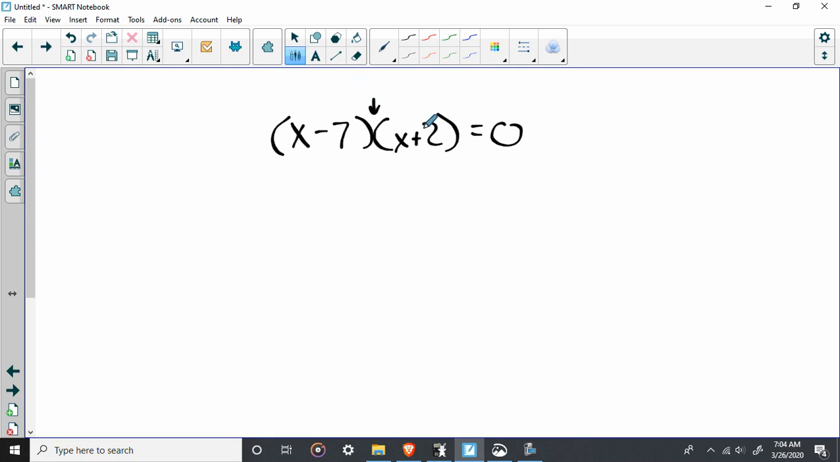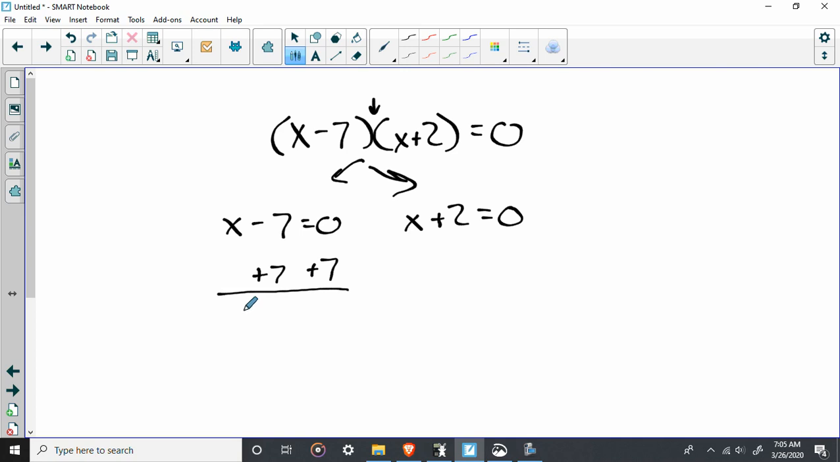Okay, so here's what we're going to do. We're going to split this into two different equations. We're going to say x minus 7 is equal to 0, and x plus 2 is equal to 0. And now we have a linear equation. x minus 7 equals 0, well then x is equal to 7, right? 7 minus 7 is what equals 0.